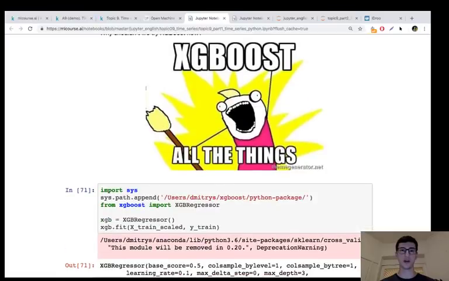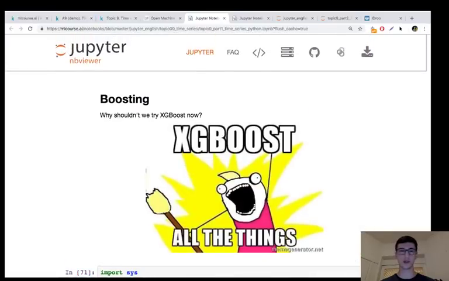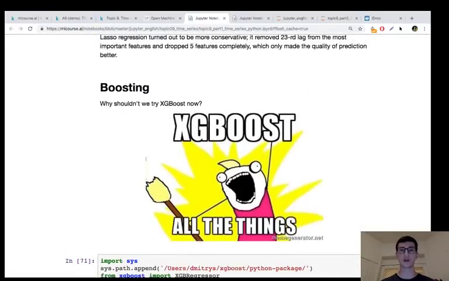Okay, again, here in the end we XGBoost all the things, so a lot of memes about XGBoost. This can also be applied to time series, and so next time we are going to cover the basics of gradient boosting and how you actually tune it for your data. Okay, good luck.